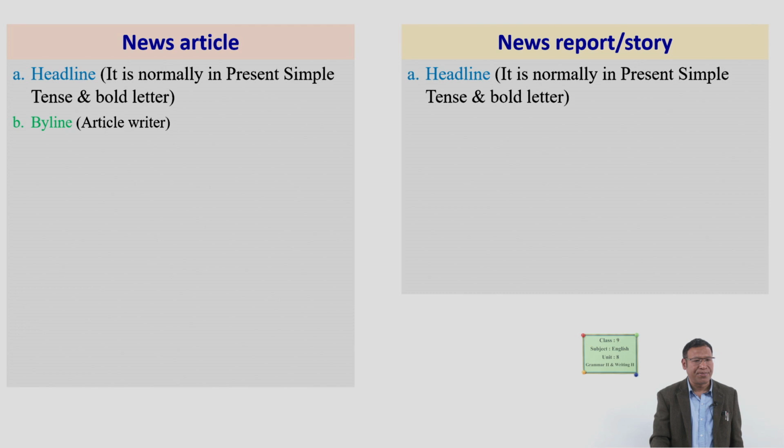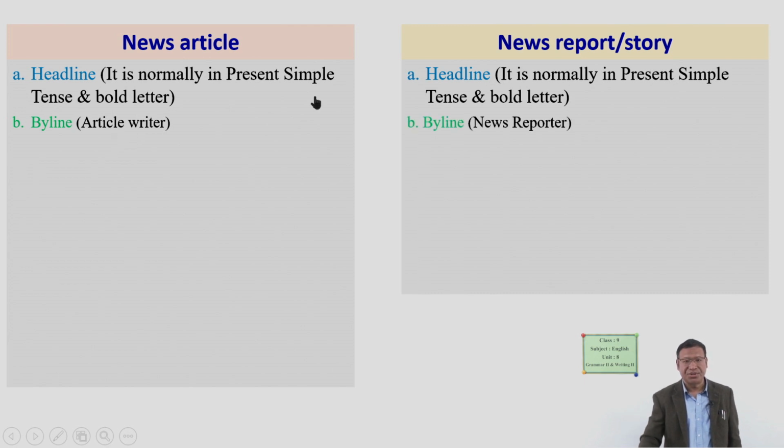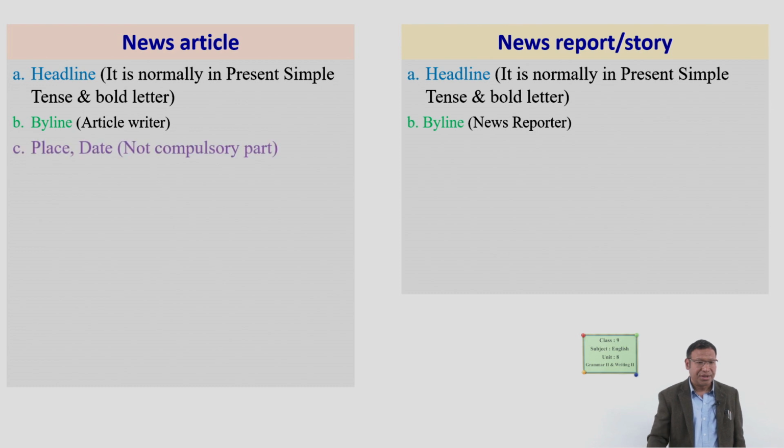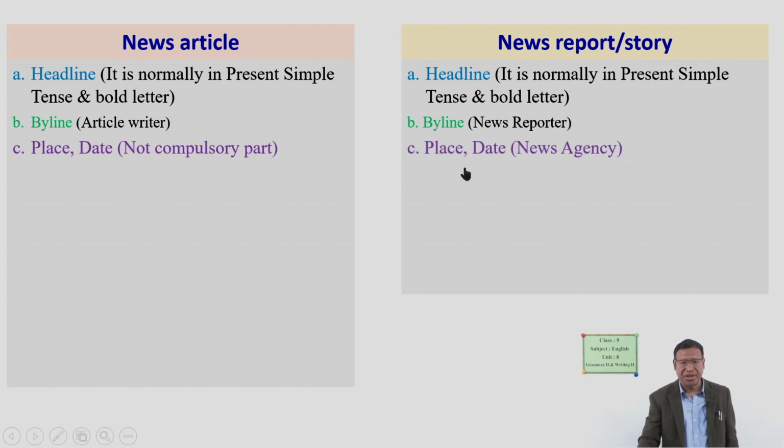News article has a byline, where the article writer's name is written. And here the byline is actually a news reporter who reports for different newspapers. But both of them contain a byline too. Now date and place are not very much compulsory in a news article, whereas in news report and story, it is almost a compulsory part. This is the difference you have to understand.